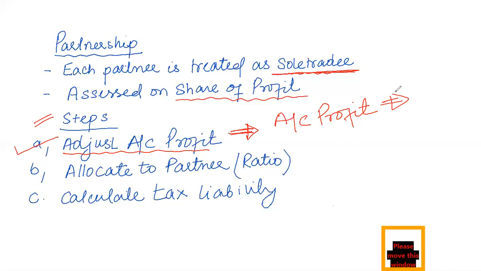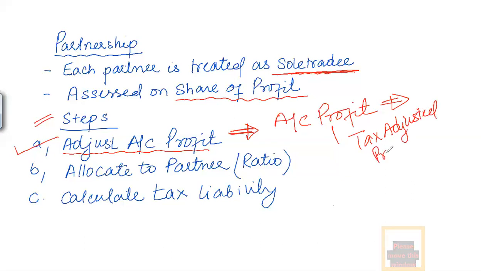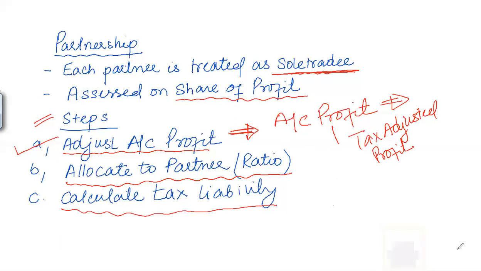Now, as we know, we have to convert accounting profit into tax adjusted trading profit. So our first step is to convert accounting profit into tax adjusted trading profit. Obviously, in our exam, lengthy calculations are not needed to convert accounting profit into tax adjusted profit, but at least you should remember all the rules of conversion, that is the allowable or disallowed expenses, or all the capital allowances rules. Then we need to convert this tax adjusted trading profit to each partner's share of profit as per the ratio. And then for each partner we have to calculate liability, because each partner is considered as a sole trader.